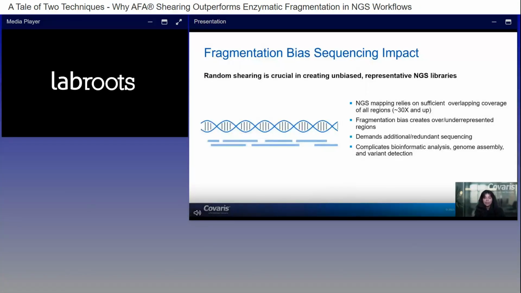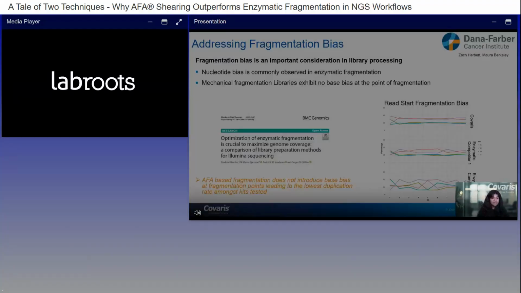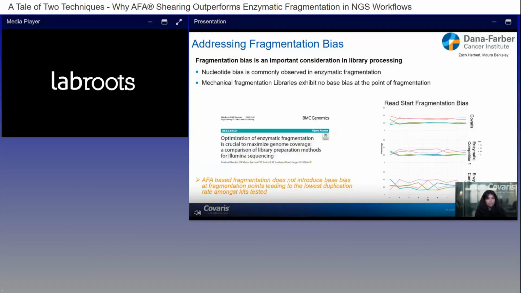The next metric I'd like to look at is fragmentation bias. So random shearing is really crucial in creating representative NGS libraries because NGS mapping relies on sufficient overlapping coverage of all of your regions of interest. Now, if you have fragmentation bias, this can create over or underrepresented regions in your data. And for researchers, this can mean additional or redundant sequencing as you're trying to fill in some of these gaps. So fragmentation bias is something that we'd like to be very mindful of.